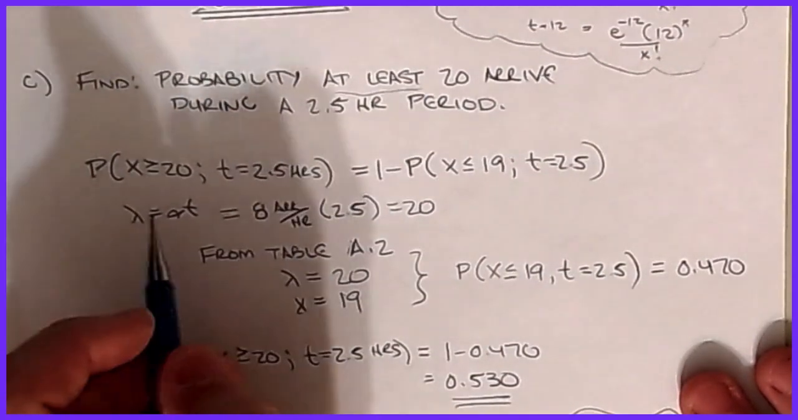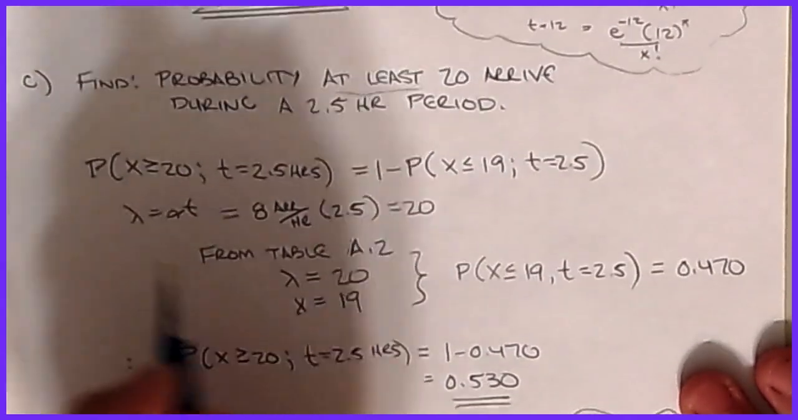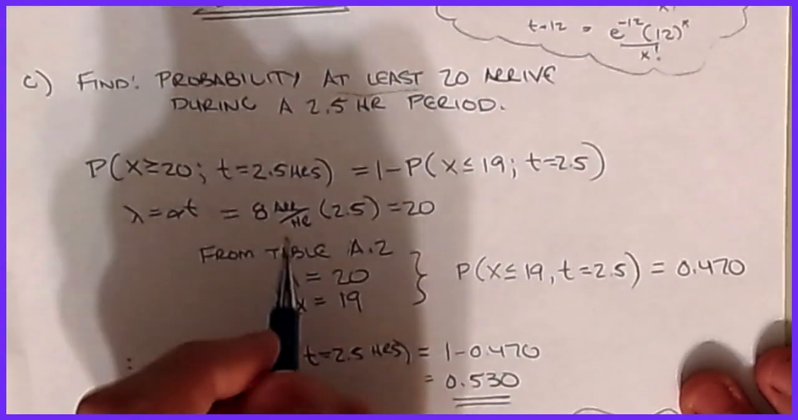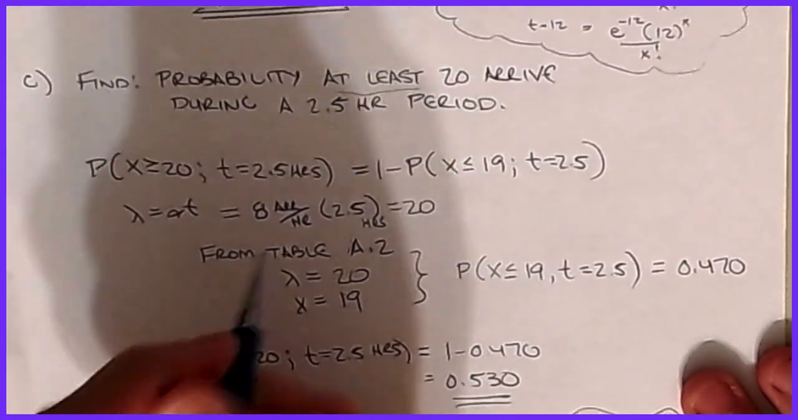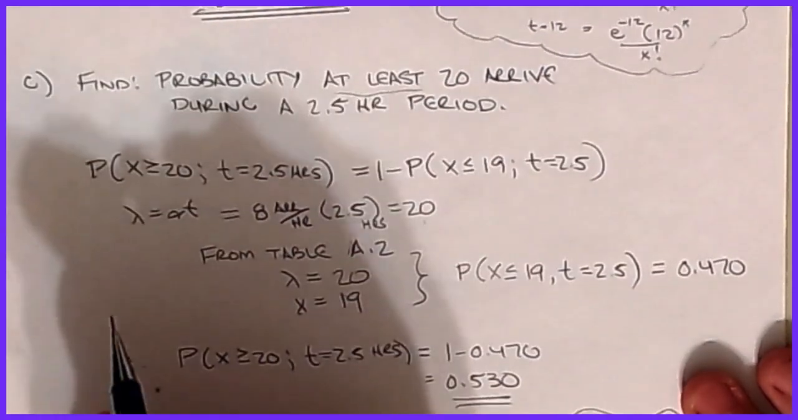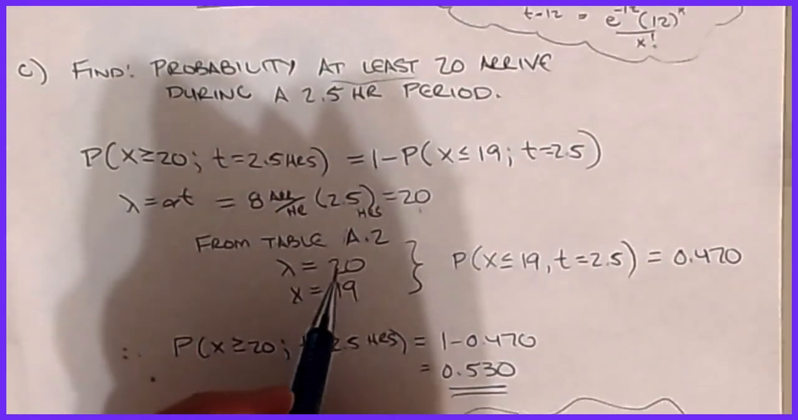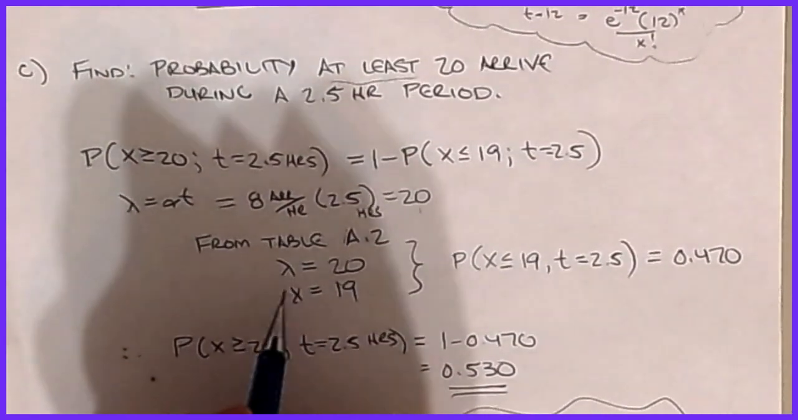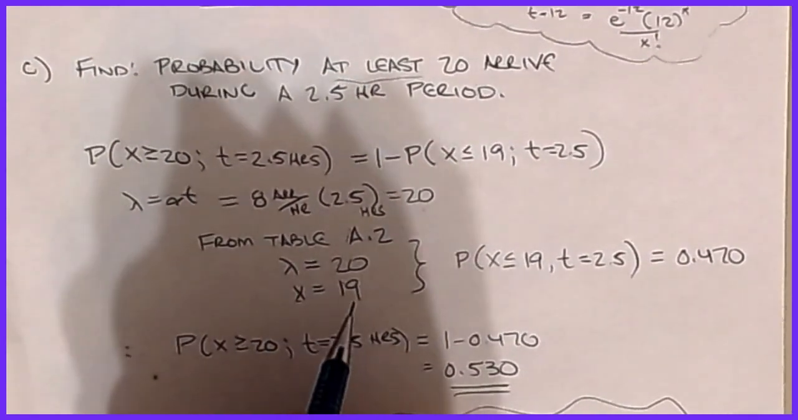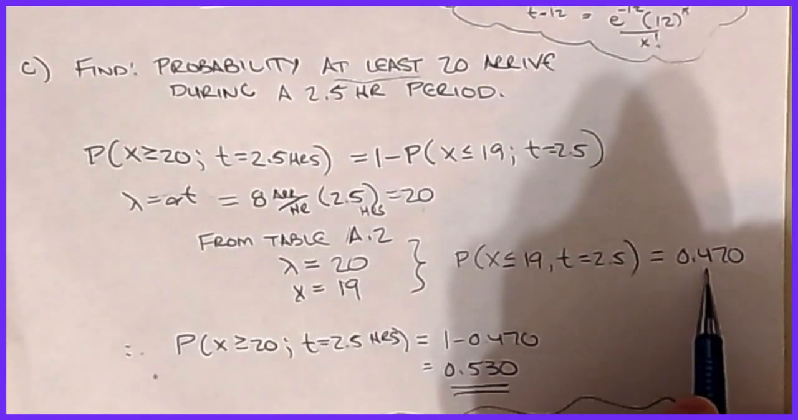Okay, and so the first thing we have to do is find our lambda. That's alpha times t. That's 8 arrivals per hour multiplied by 2.5 hours, which gives me 20 as my lambda for this study. So if we go to table 8.2 back in that table and look this value up, we would choose a lambda of 20 and x of 19. And you should find a value of 0.470 as your probability that comes out of that table.